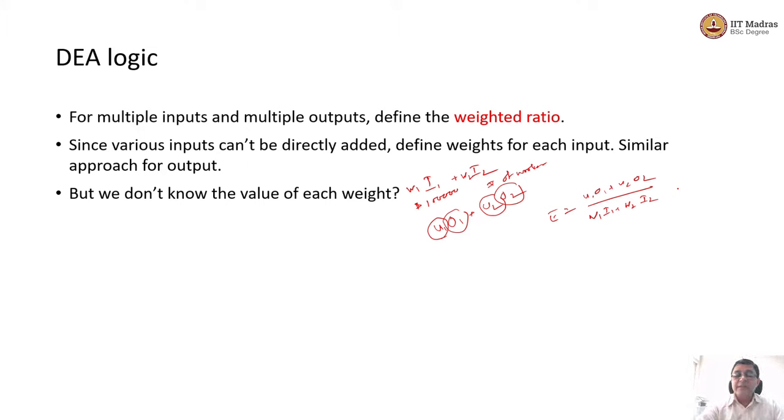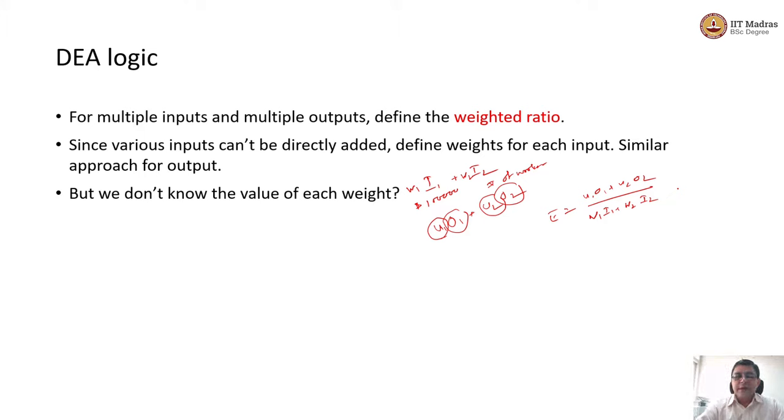I know the value of sales that I have achieved. If I am a DMU, a decision making unit, I know how much sales I have generated. I know how many leads I have generated in this particular time period, this particular quarter. I know the O2 value. How do you want me to know the U2 value, which is the weight for the second output? That's a big question, right?